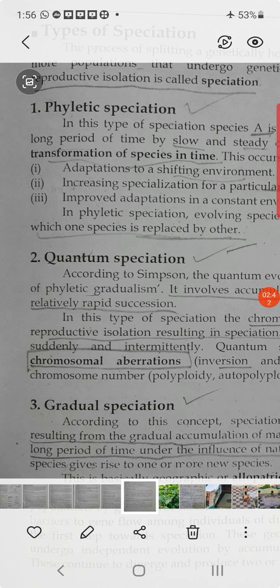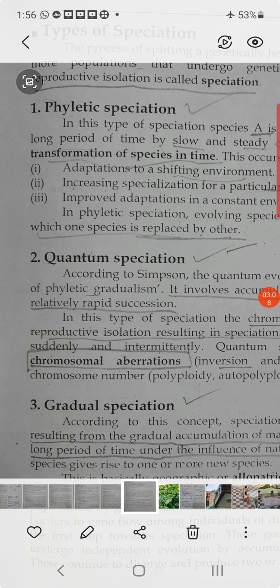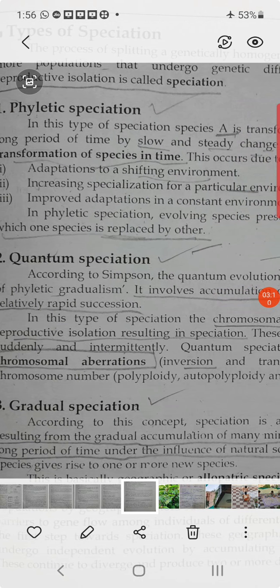Again the example is the human being here. Earlier our ancestors were species A and now we are B. So over a long period of time, slow and steady changes occur. So this is called transformation of species in time. What does this occur due to? Why does it happen? Listen, three changes are there.